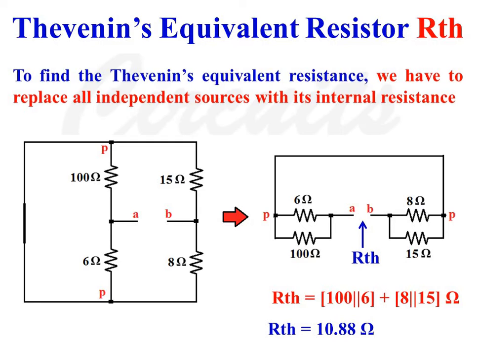If we analyze the network carefully, we will find that 100 ohms resistance is in shunt with 6 ohms resistance, and the shunt combination is in series with another shunt combination which consists of 15 ohms resistance and 8 ohms resistance. So we will get RTH is equal to 100 ohms parallel to 6 ohms plus 8 ohms parallel to 15 ohms. We will get RTH is equal to 10.88 ohms.